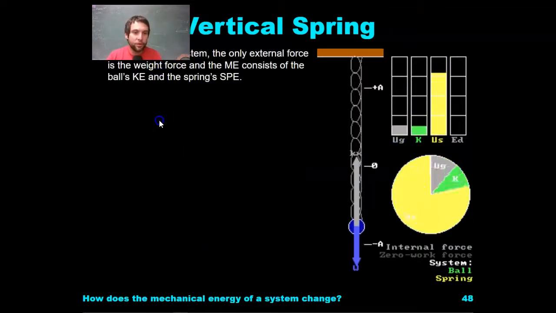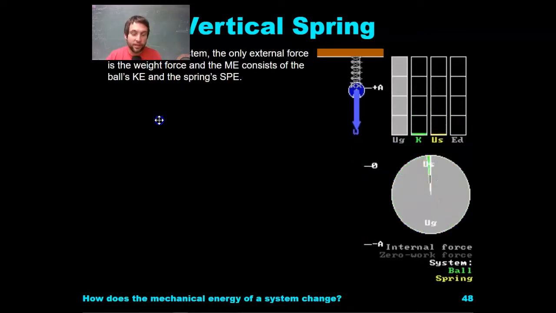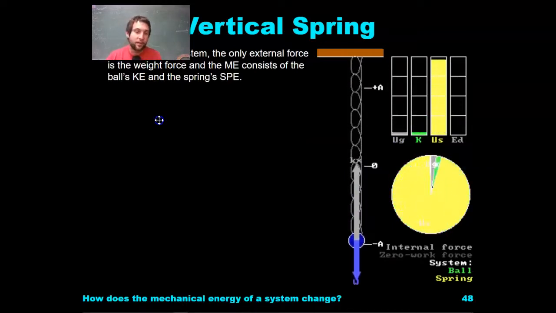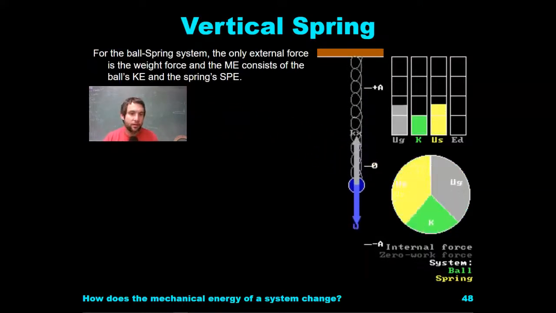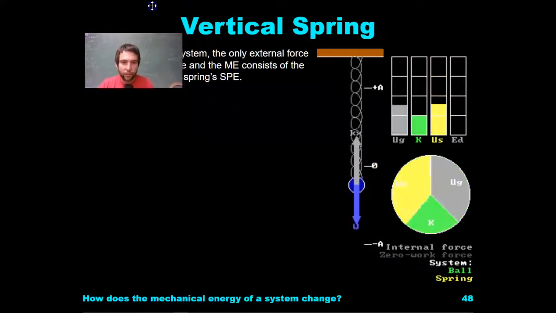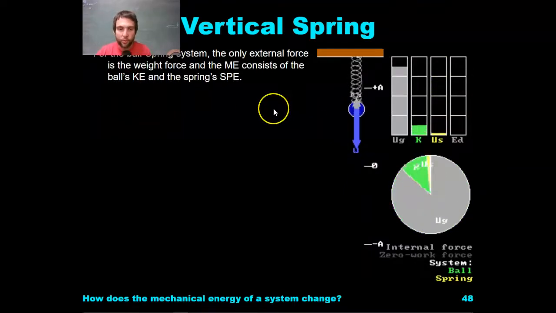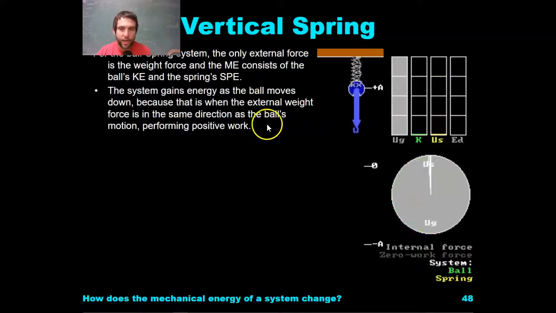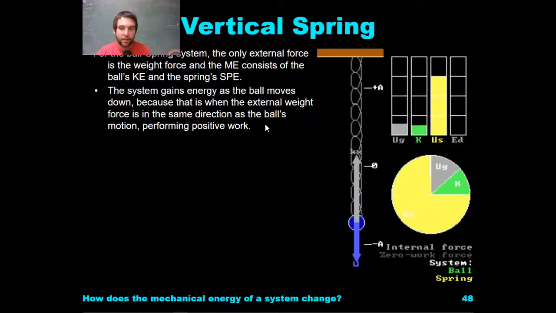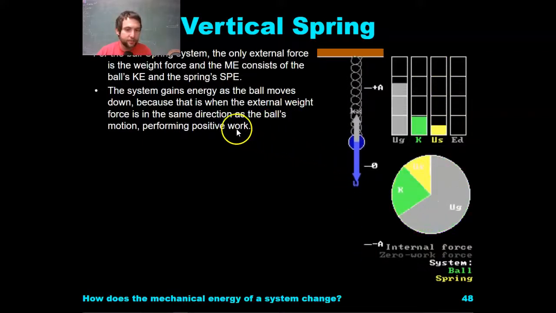For the ball-spring system, the only external force is the weight force, and mechanical energy consists of the ball's kinetic energy. The weight force is external because Earth is not included in our system naming. So we would say Earth is doing positive work on this system to add in energy. And that energy comes in the form of kinetic energy.